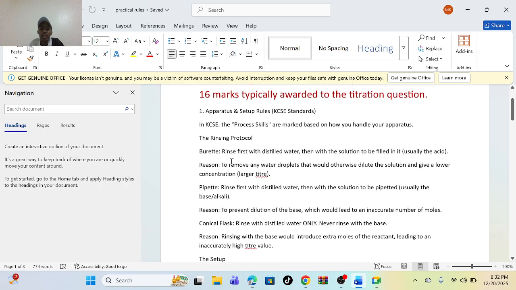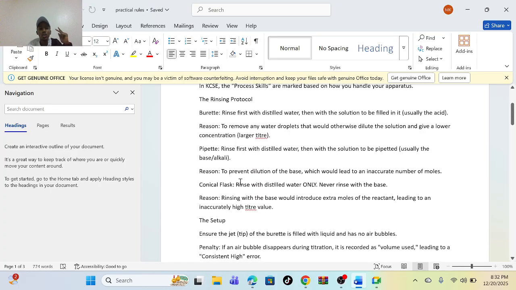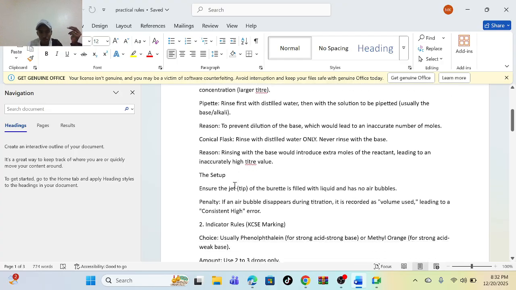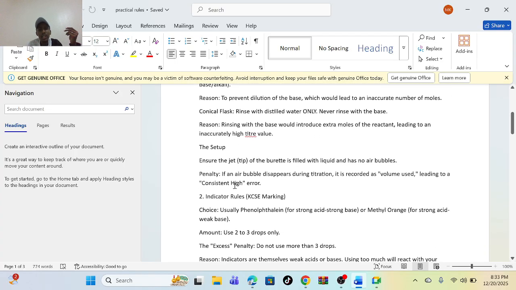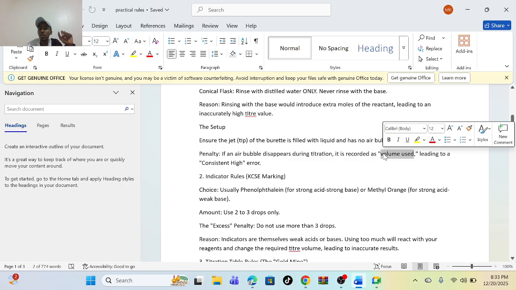Number 2 is the pipette. Also you rinse with water. Also the conical flask that you will be given, rinse with the still water also. Then ensure that the tip of the burette is filled with liquid and has no air bubbles. Why? Because if an air bubble disappears during titration, it is recorded as volume used, leading to consistent or high error.